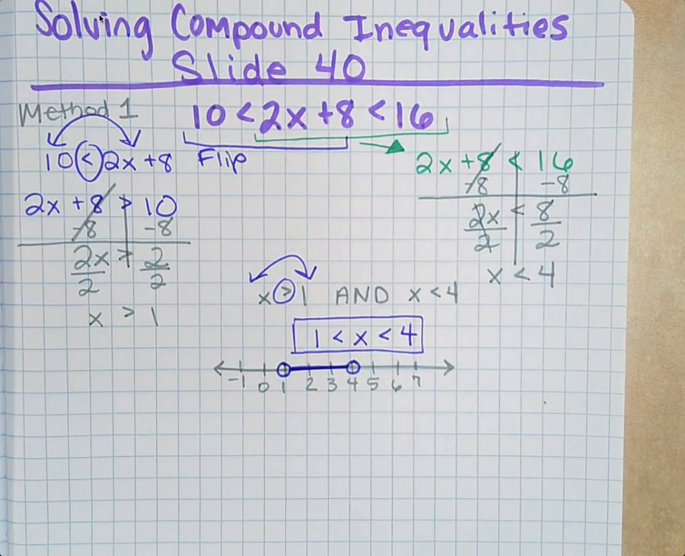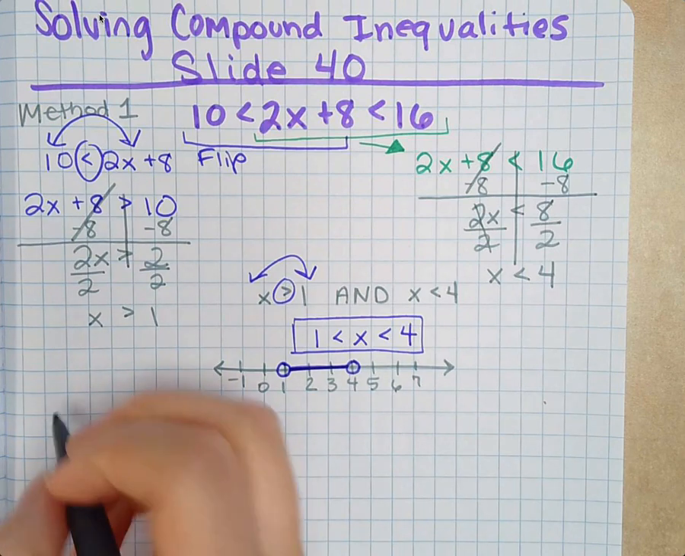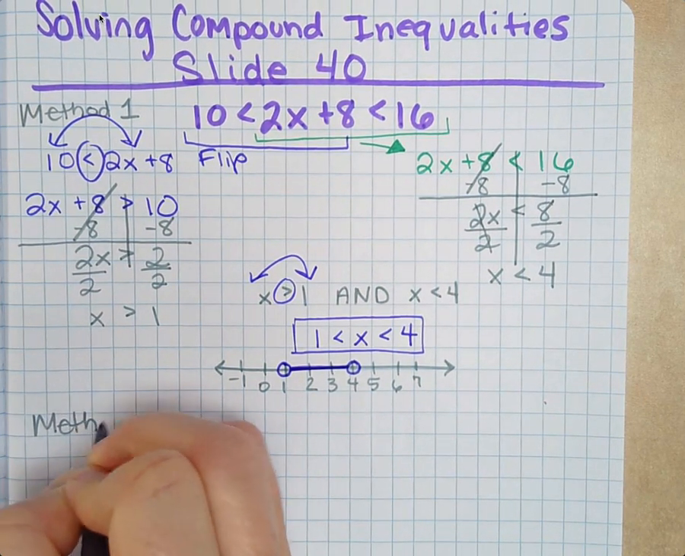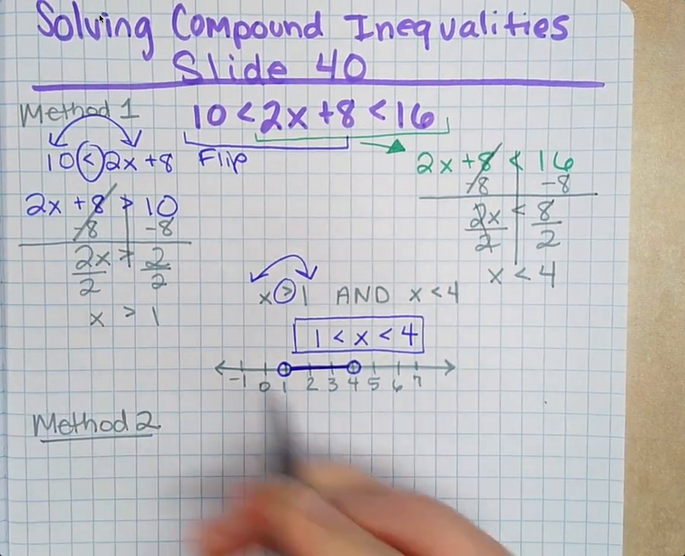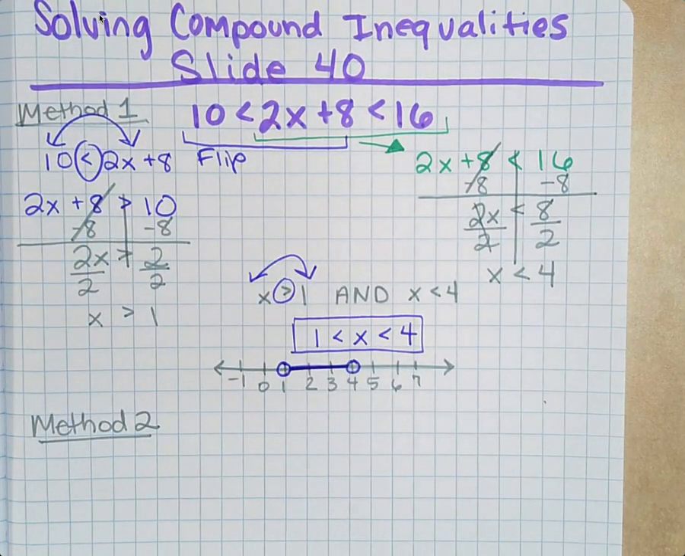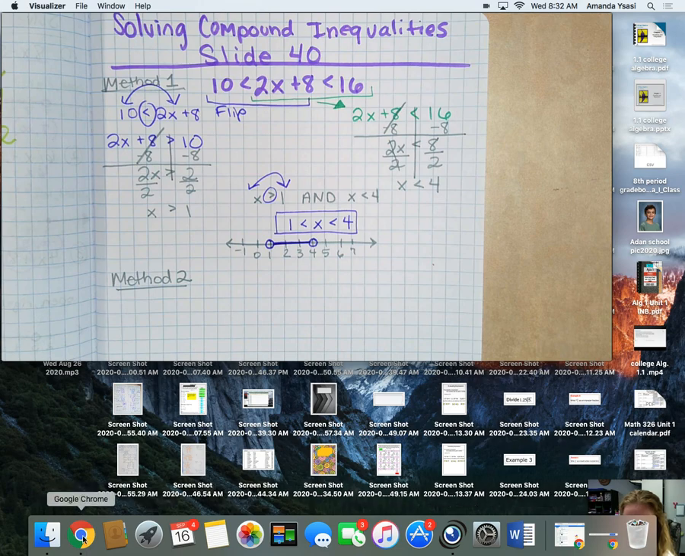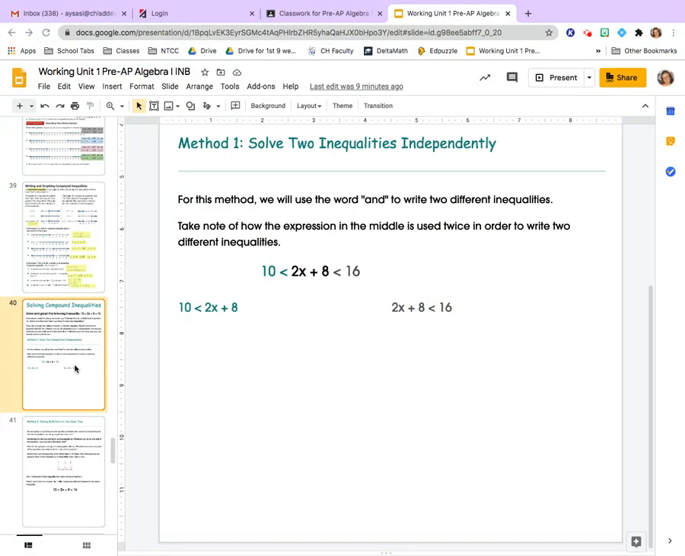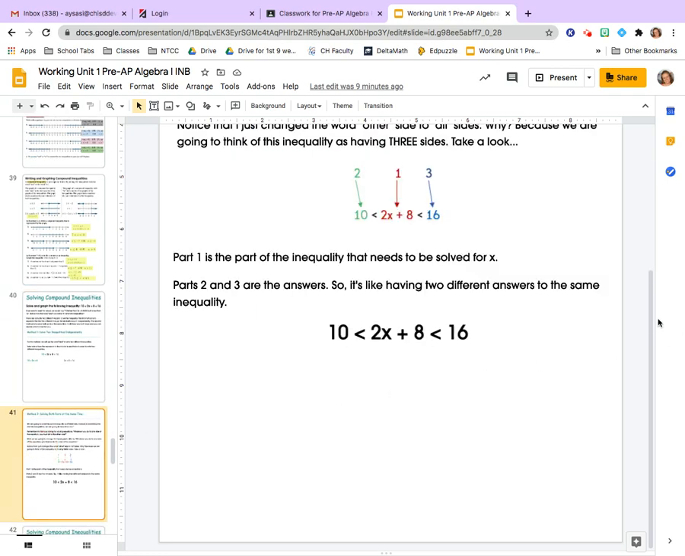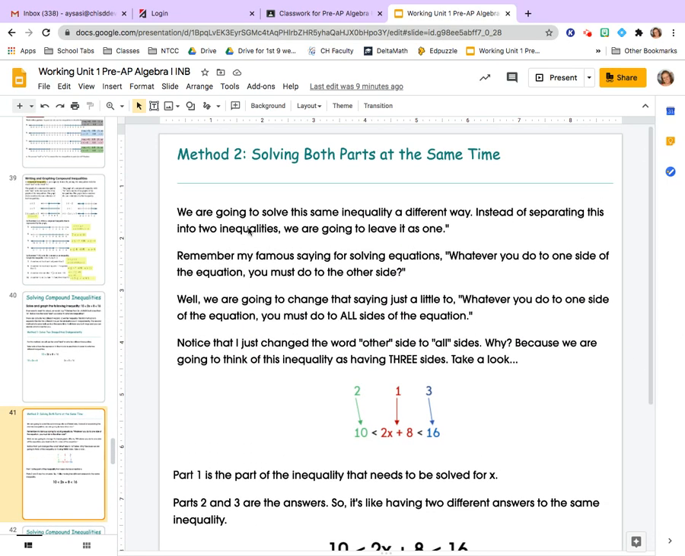But I feel like y'all are going to like method 2 better. Method 2 is where you don't separate them. So let me pull up the slides real quick. Method 2, which is on the slide, we're going to solve the inequality in a different way. Instead of separating, we're going to leave it as one.